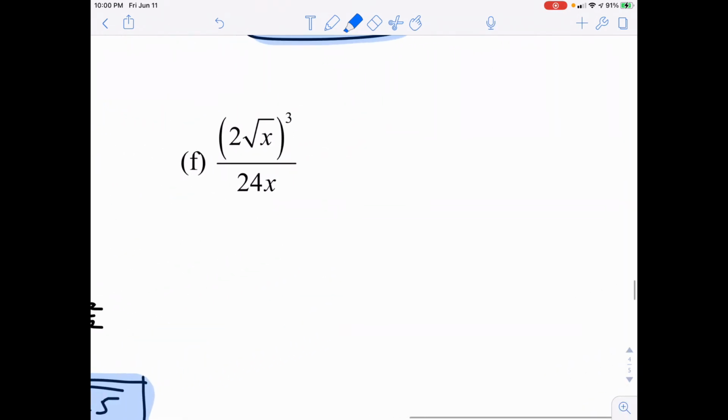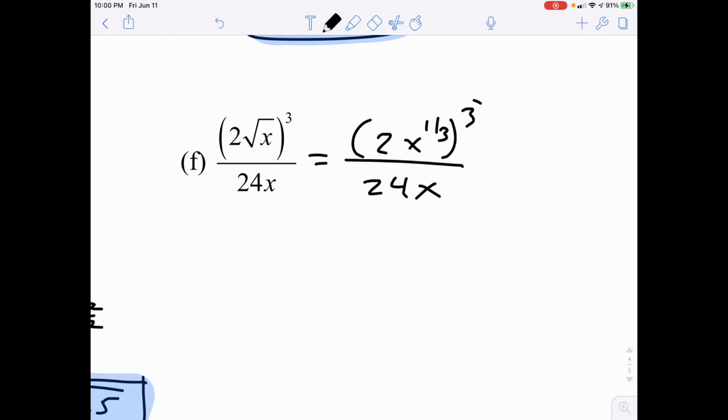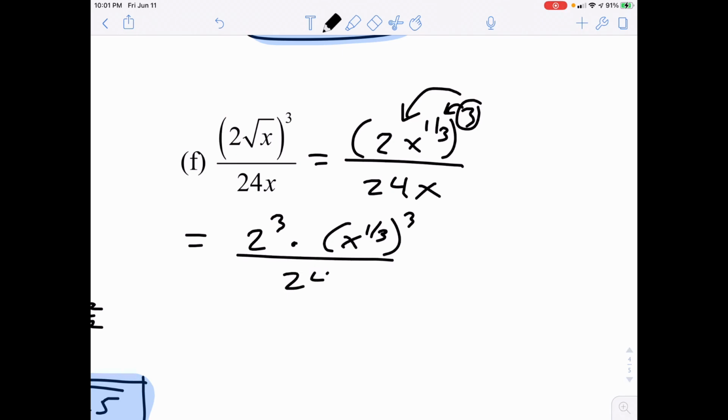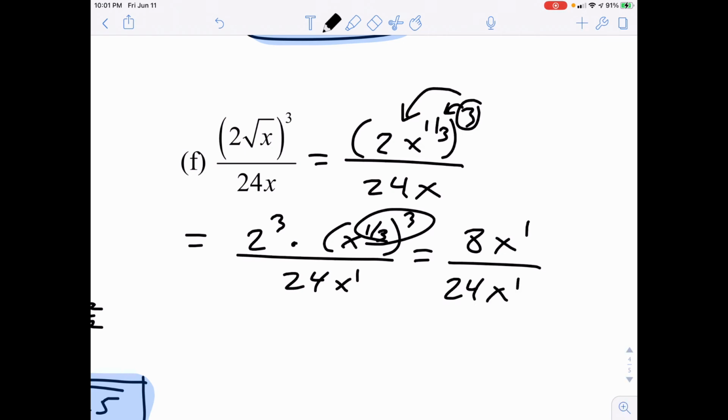Letter F. Let's see. I could rewrite this as 2 times x to the 1/3 power, all raised to the 3rd power, over 24x. Now let's take that 3rd power and apply it to the 2 and the x to the 1/3. So this is 2 to the 3rd power times x to the 1/3 to the 3rd power, all over 24x to the 1st power. So 8, multiply those. Now 1/3 times 3 is 1, so that's x to the 1st power over 24x to the 1st power.